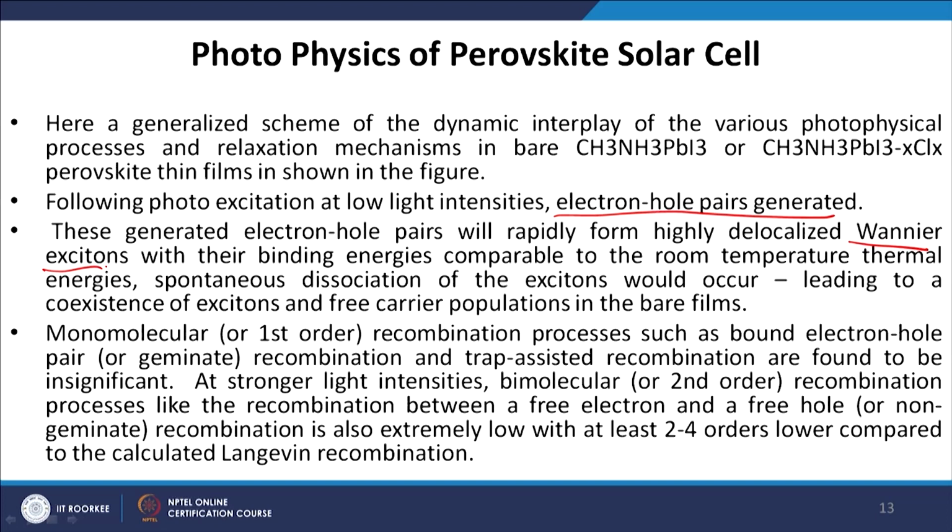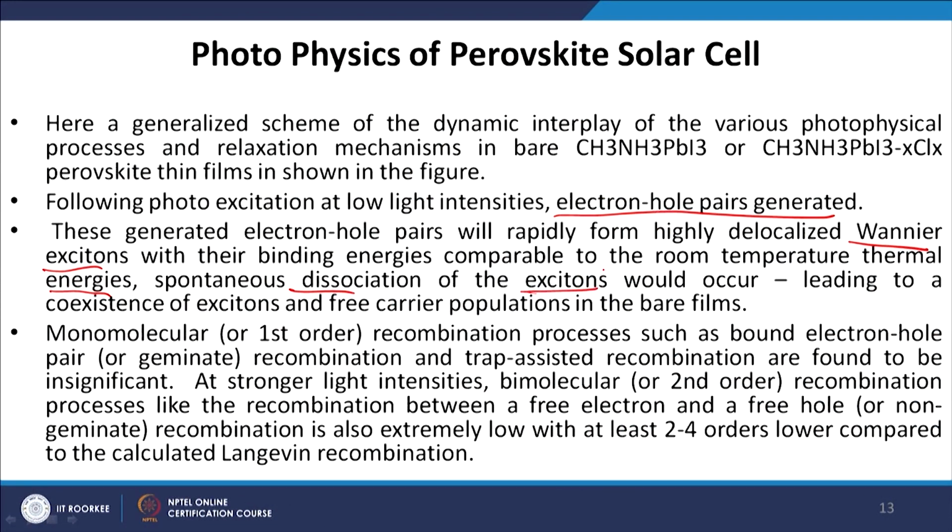And these Wannier excitons, their binding energy is comparable to the room temperature thermal energies. So, if their binding energy is comparable to the room temperature thermal energy, what will happen? So, thermal energy is energetic enough to break this binding energy of the excitons. So, it will spontaneously dissociate the excitons into free charge carriers, or the bound electron hole pair will now dissociate to free charge carriers. So, in addition to the bound excitons, we now have a free carrier population in our perovskite film.